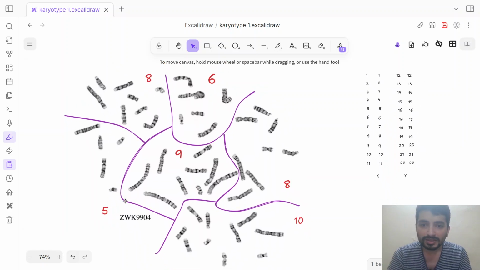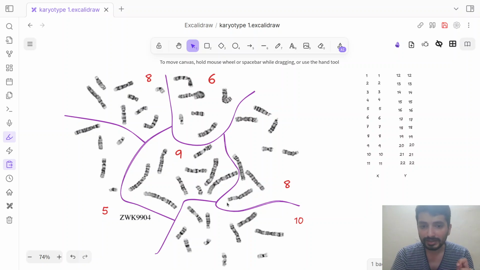Okay. So now what we have to do is count the total number of chromosomes. So 8, 8 is 16, that would be 26, 32, 37, and 9 would be 46, right? Yeah. So this is at least a euploid metaphase spread, and so we'll just start off by identifying chromosomes.